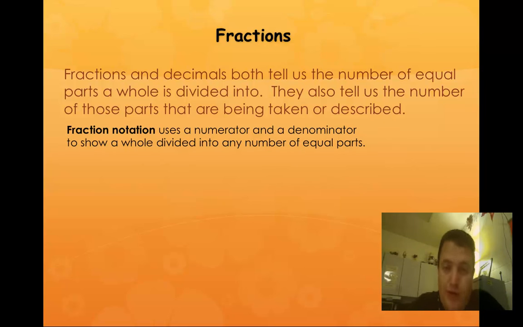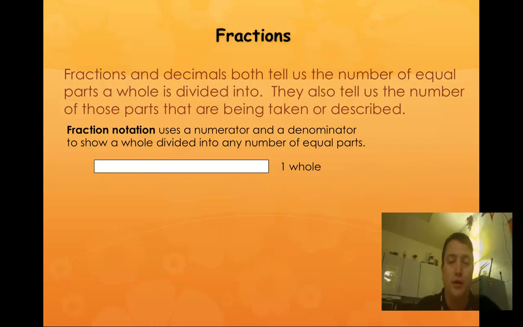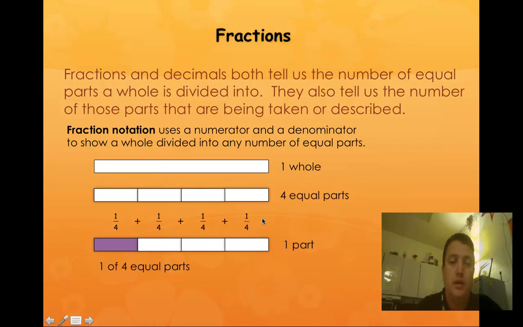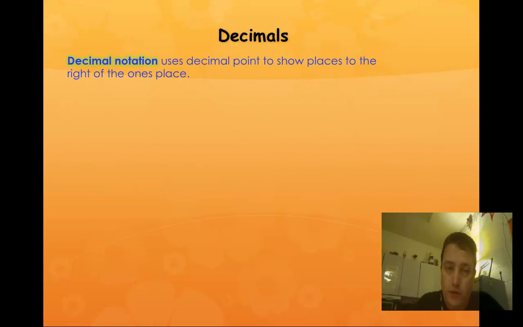Fraction notation uses a numerator and denominator to show a whole. Think about a pie, pizza, cake, whatever works for you, divided into any number of equal parts. So for example, here's our one whole. If we look at the next one, this is now divided into 4 equal parts. And our denominator down here tells us that it's 4 equal parts. It's 4 all the way along. So if I'm going to look at just this shaded section, I know that I have 1 of 4 equal parts, or 1/4.